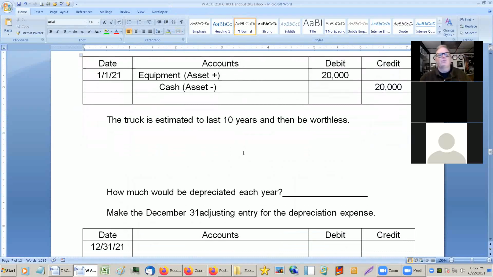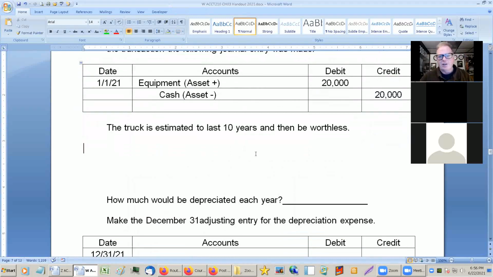Okay, the truck is estimated to last 10 years and then be worthless. Okay, so they're going to use the truck for 10 years. At the end of 10 years, they're going to give it away, and it'll be worthless. So, how much is it per year? Well, by worthless, do you mean it's worth $0? Yes. Okay, yeah, then it's 2,000 per year.